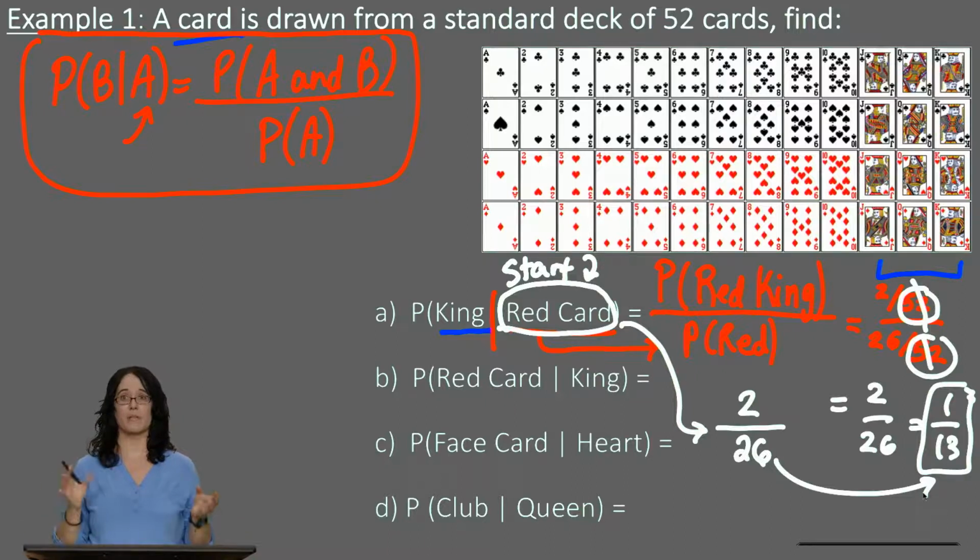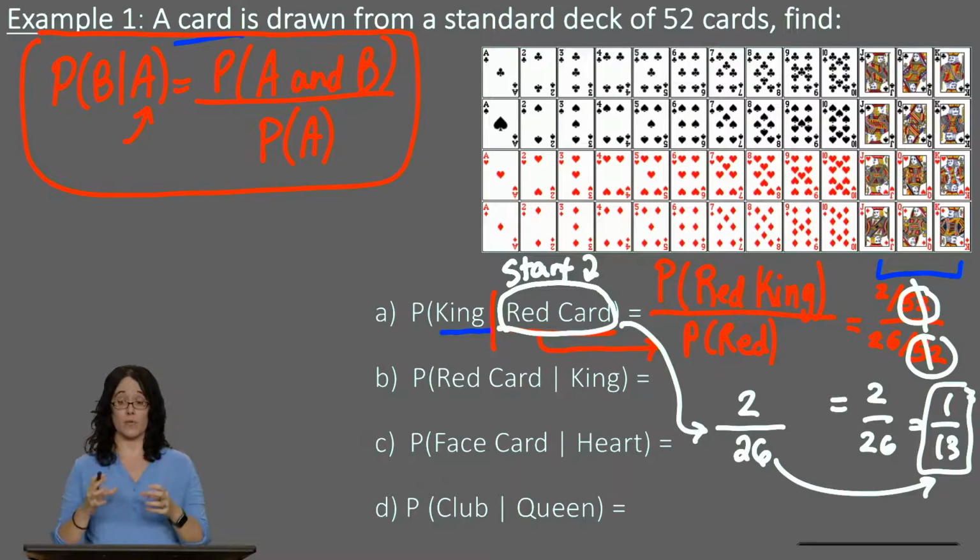A lot faster. Let me say that again. I said, where do I start? Start with a given. The given is that I know this is a red card that I've picked. Well, how many of them are there? 26 will be my denominator. Notice I didn't need a whole fraction there. I just needed the total number of the given. Total number of the given, 26.